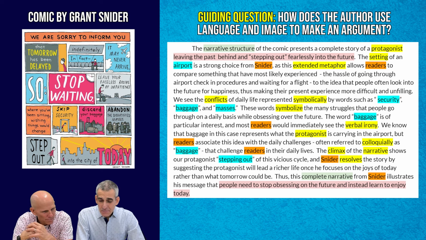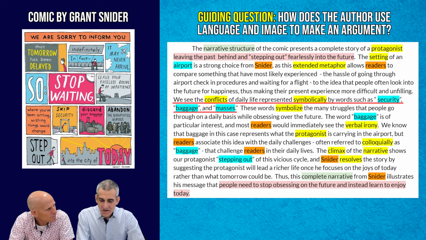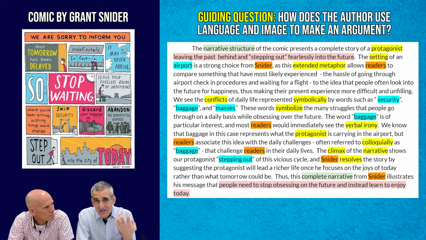Yeah, it looks like the writer picks up a few of those key symbols in the middle of the comic where we see the security, the baggage, and the masses. I think you have some choices here as a writer. You could break those down individually and talk about those in great detail, but it looks like the writer wants to handle those all in one go.